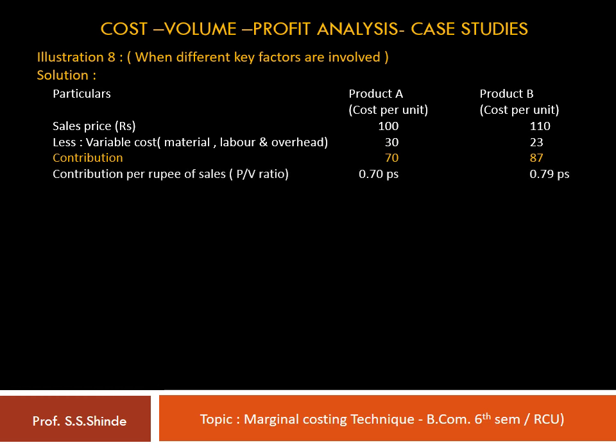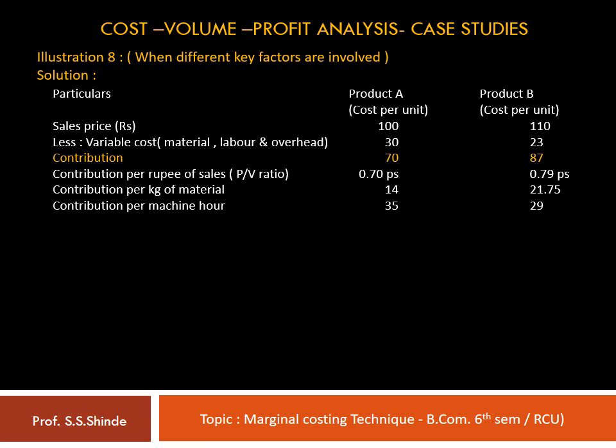Now contribution per rupee of sales, that's the PV ratio, would be 70 paise in case of product A and 79 paise in case of product B. Contribution per kg of material, calculated by dividing the contribution by the number of units of material consumed, would give us a contribution per kg of material of rupees 14 in case of product A and 21 rupees 75 paise in case of product B.